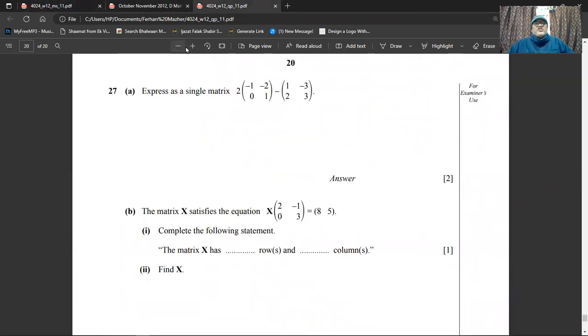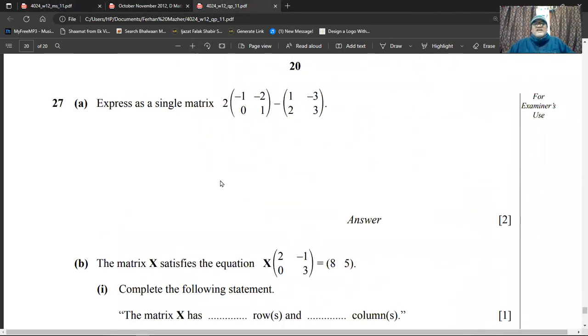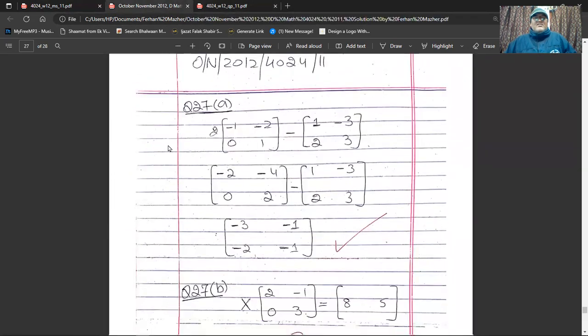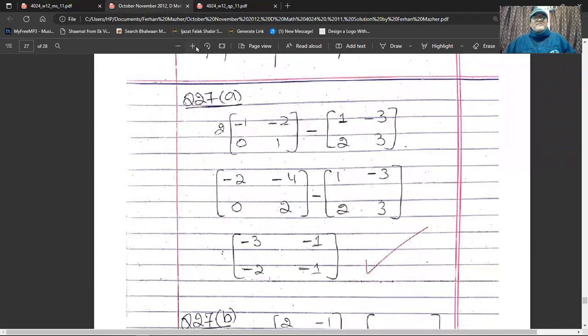The next question is question number 27. And here we go. He says express as a single matrix. So this 2 is multiplying with this matrix. Then we have negative, then this matrix. Okay, so it's not a big deal. Very simple, straightforward question.